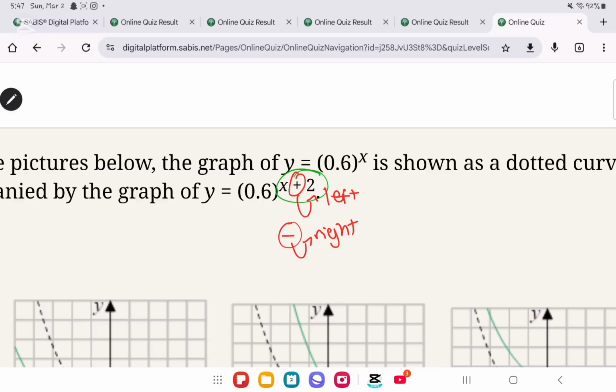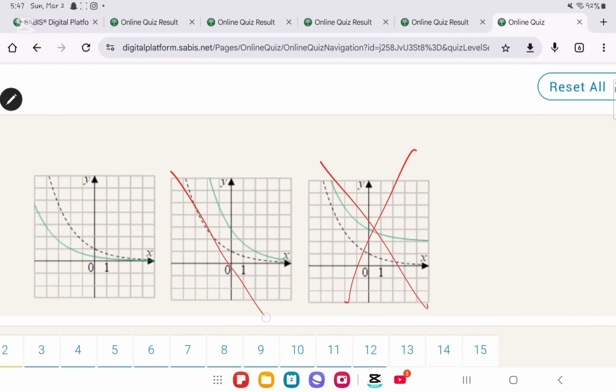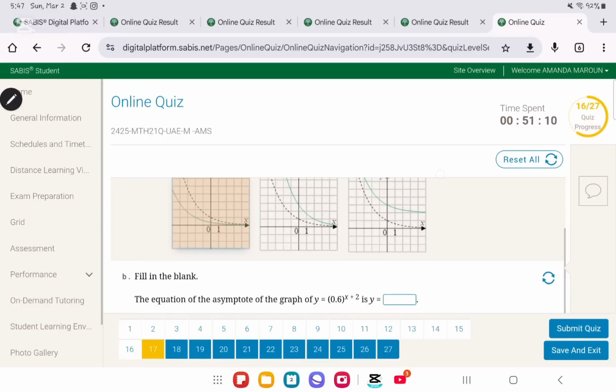So remember, if you're adding or subtracting to the x, you are shifting left or right. If you're adding, you are shifting left. If you're subtracting, you are shifting right. So here, because they are adding, they're going to be shifting towards the left. So this is incorrect, and this is the option that we need to choose.